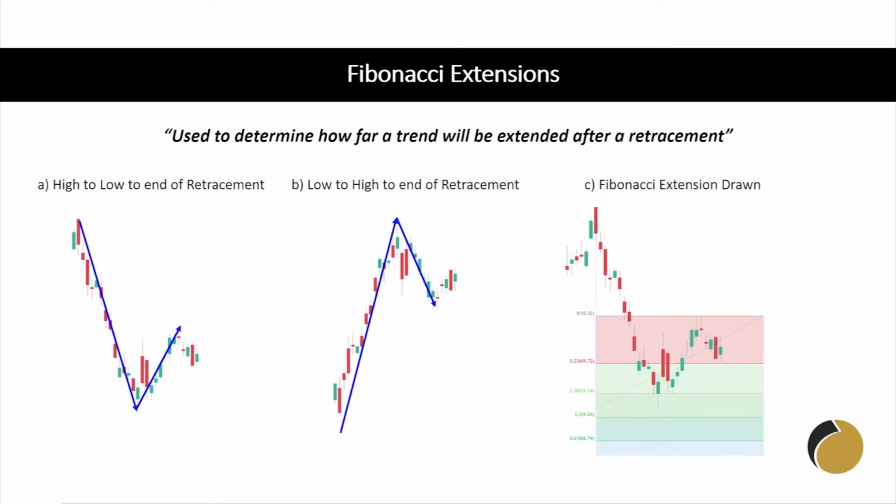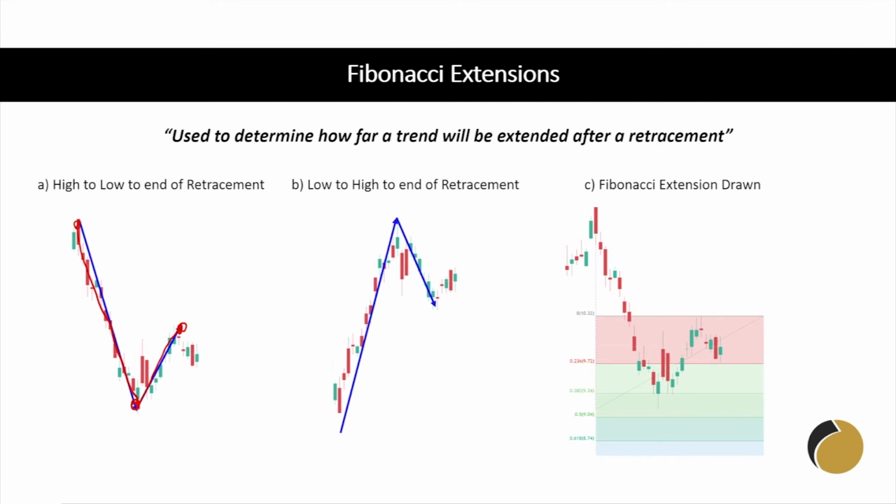Next, we'll be looking at Fibonacci extensions. Now, extensions are used to indicate how far a trend will be extended after a retracement has already taken place. Hence, an extension will use 3 points. In example A, we can see the beginning of an impulsive move down here to the end of the impulsive move down here. We can see now that the retracement back has already taken place to our third point.